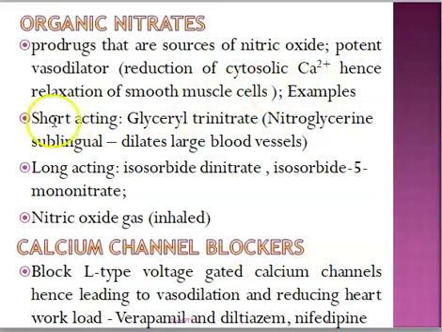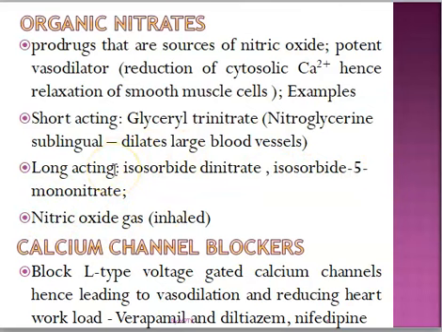Examples, we have the short acting one, nitroglycerin, or what we call glyceryl trinitrate. This one is given sublingual PRN, as needed. When the patients have a heart attack, you just put it under the tongue and dilate the blood vessels, hence symptoms of angina will cease. Now, we have the long-acting ones. We have isosorbide dinitrate, isosorbide 5-mononitrate, and of course inhaled nitric oxide gas sometimes can also be used.